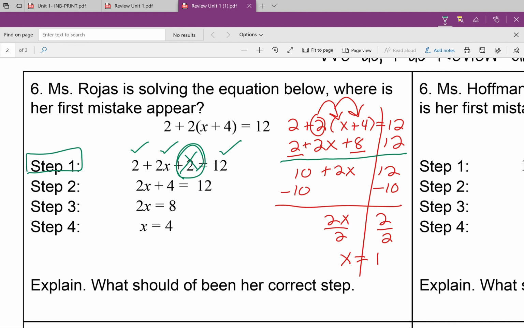Then it says explain what should have been her correct step. So what she forgot to do is she forgot to take this 2 and multiply it by the 4, and she just brought it down. So her mistake was that she didn't distribute properly.